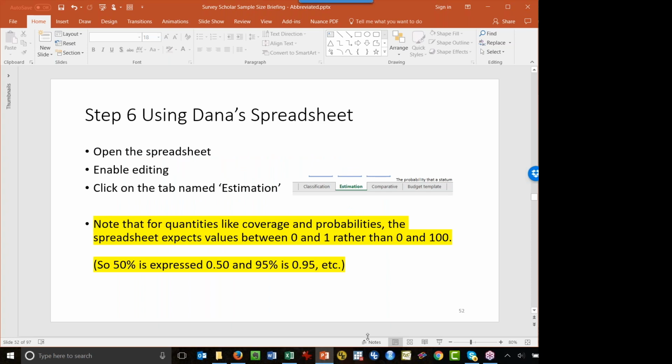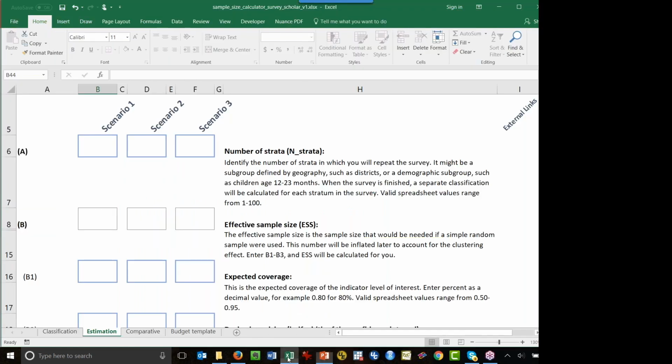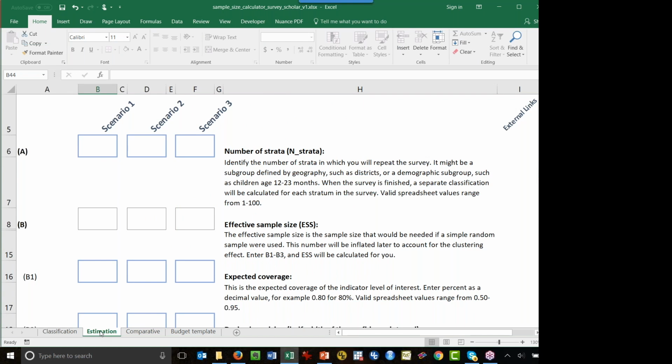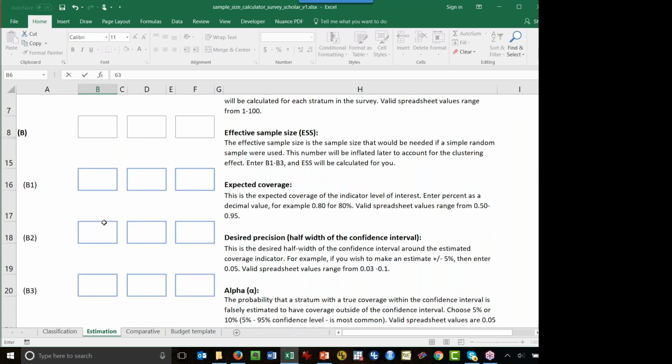Now, I'm going to, in real time, show you how to get those numbers with Dana's spreadsheet. We are doing a survey for estimation here, so we're going to choose the tab called Estimation. There's results here for 3 scenarios. This is just scenario 1. So the number of strata that we selected for this exercise was 63. The cells that are bordered in blue are the cells that you should type into, and the cells that are bordered in gray or black, they will be calculated when you have entered enough inputs. So we're going to skip effective sample size because it's going to be calculated here.